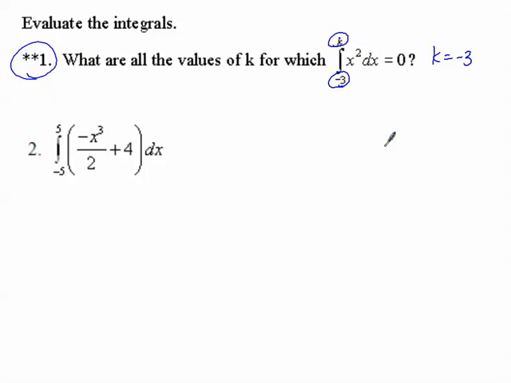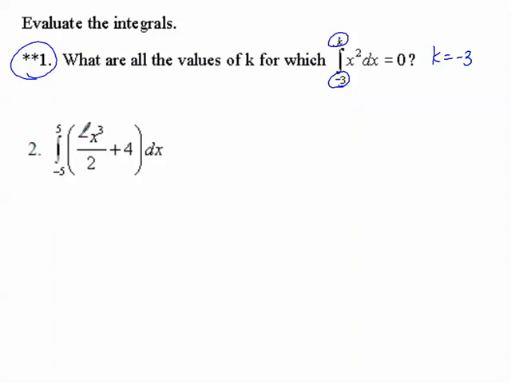Another time it equals 0 is when there's an odd function and we're going equidistance, but is this an odd function? No. So having the limits be the same will create a net area of 0. Second example is a good example of how useful the properties can be.